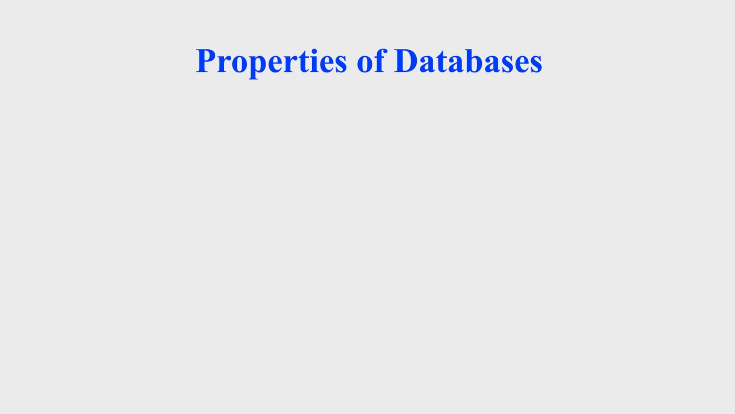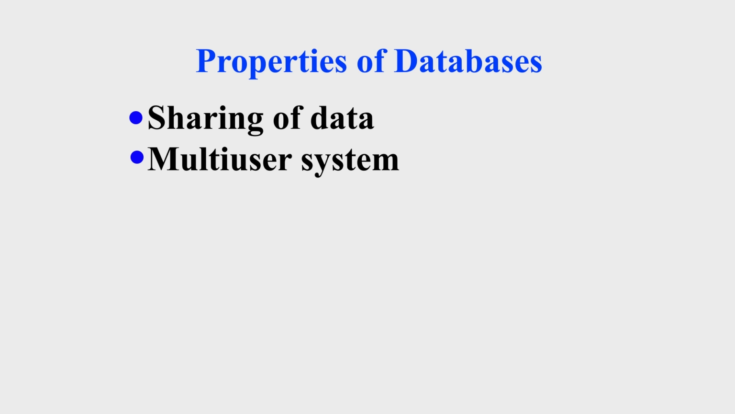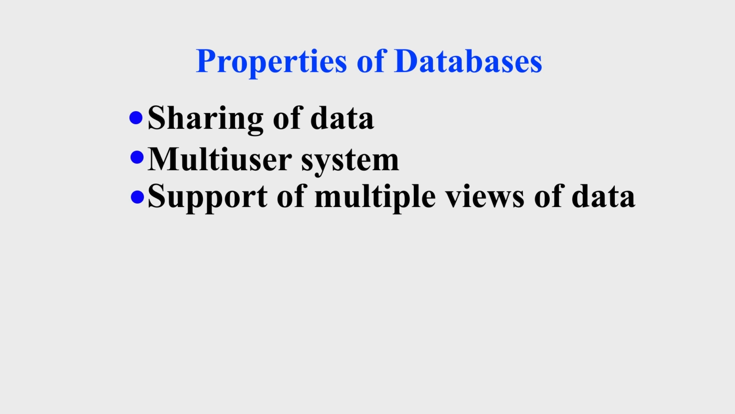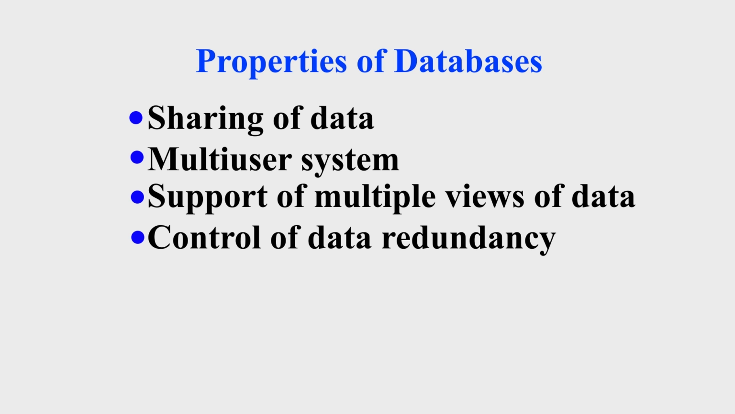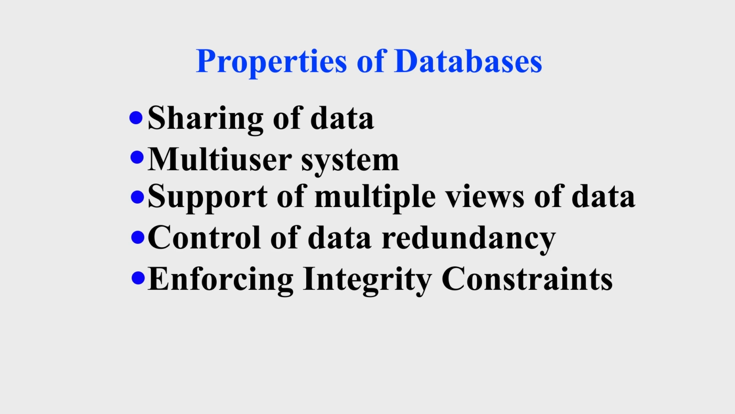So what are the properties of databases? Sharing of data is the first one. The second one is the ability to have more than one user, a multi-user system. A database also supports multiple views of data. That means the same data can be viewed by many users at the same time. Also, databases control data redundancy. It also ensures integrity constraints.